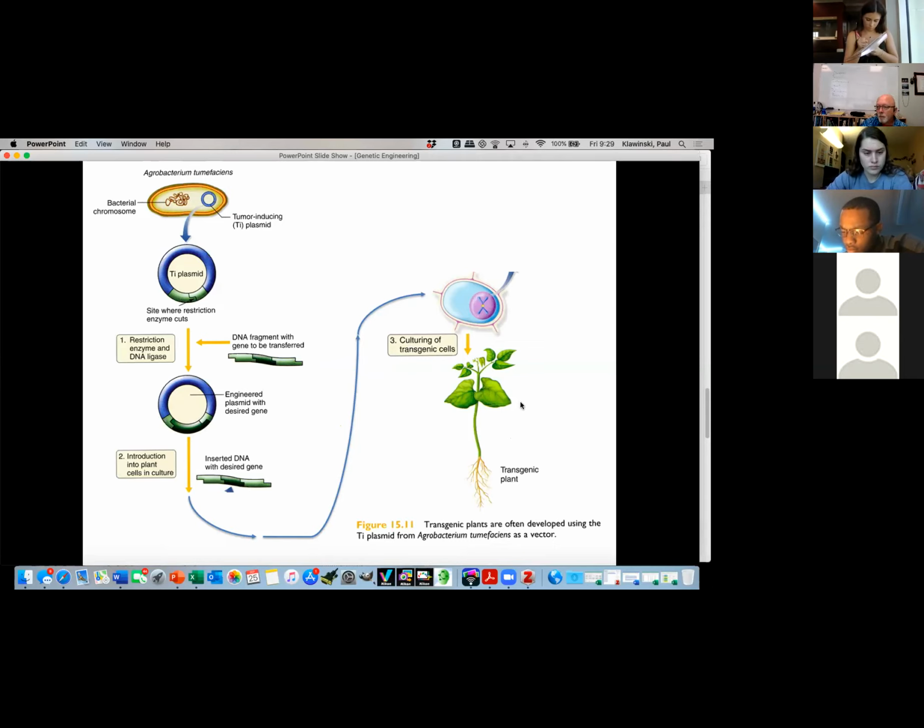Any seeds that are produced by this transgenic plant will also have that gene in those seeds. And so you can create a line of transgenic plants as long as you insert it into the plant body early enough that it affects all of the cells of the plant, including the cells that are going to become flowers and become ovules and become pollen. And so in this way, you can create a line of plants that has a particular gene of interest.